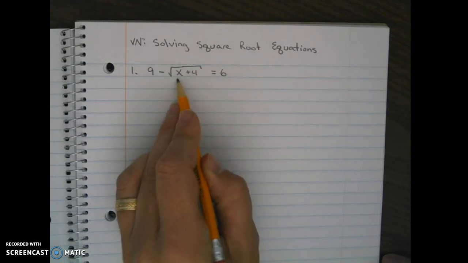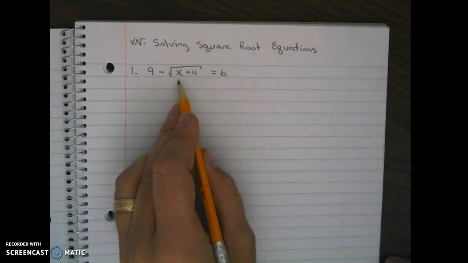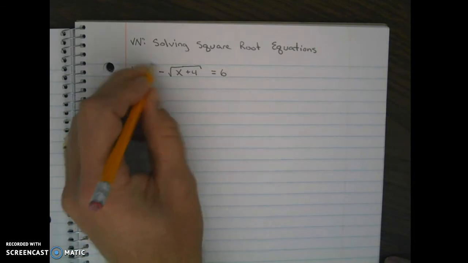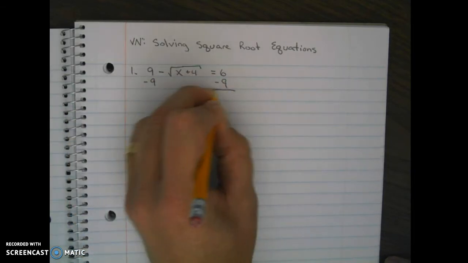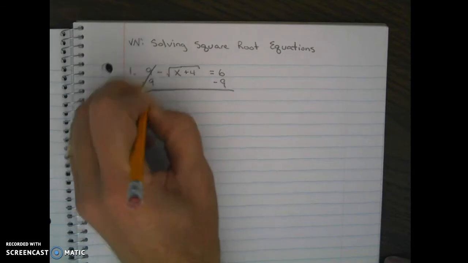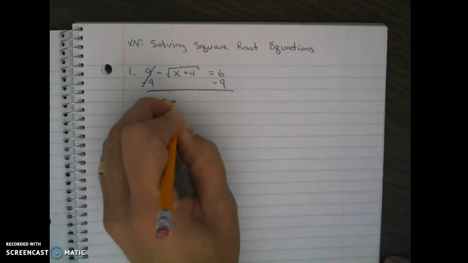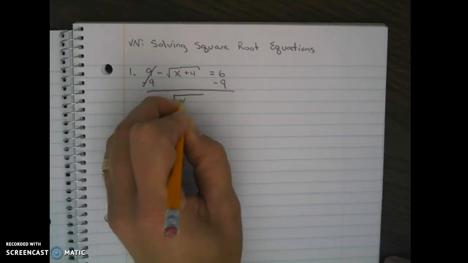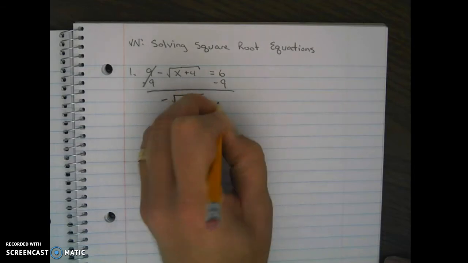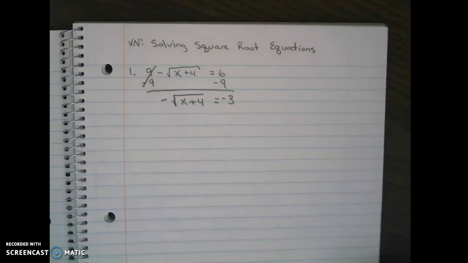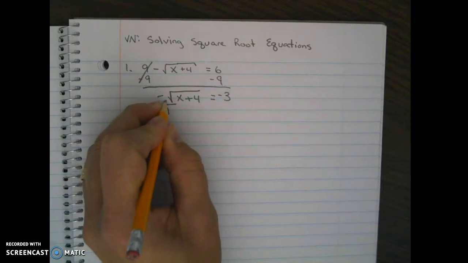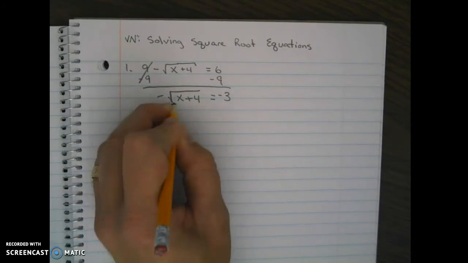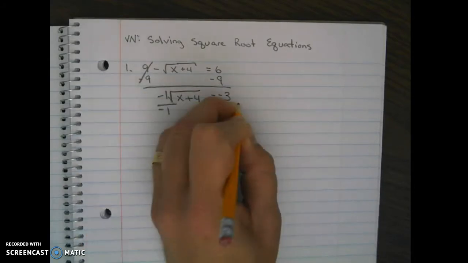So just like any equation, we want to undo any adding and subtracting first. So I'm going to cancel out my 9. Bring down that -1 on the radical. Okay? Get rid of that. Undo multiplying and dividing. So undo multiplying by dividing, that's a -1 on the front there.